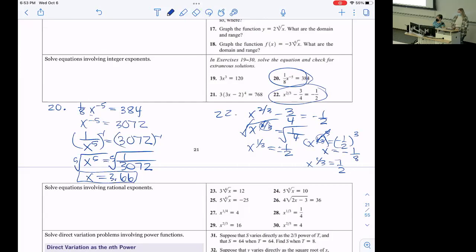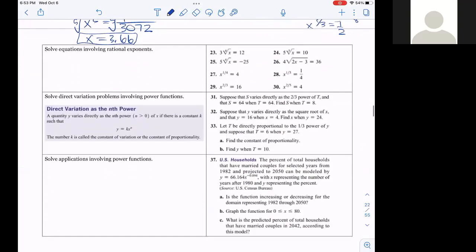Good. And then you will do the same thing to this bottom one. And that's how you solve it. Are there any questions about that? Nope. Awesome. All right. Okay, how about 23 through 30? You do number 26. Sure thing. 26.